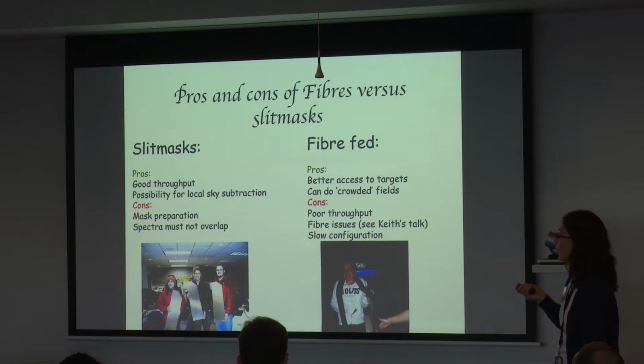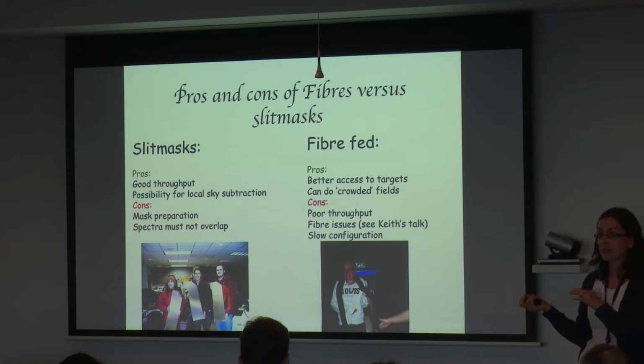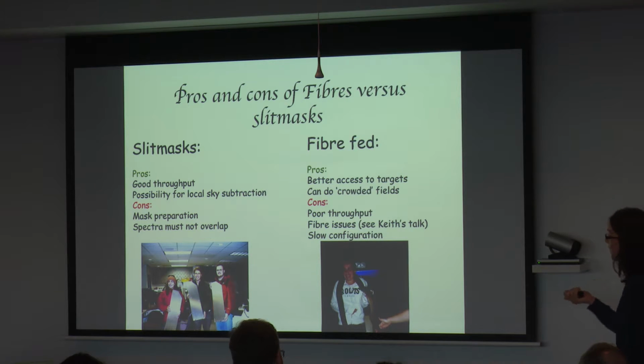And then you can do local sky subtraction, whereas if you have fibers, you have to get a special fiber somewhere else, which might have a different throughput, which you have to correct for, and then do non-local sky subtraction. If you have a massive galaxy in the background, that's going to be very difficult to get right. So if you're using fibers, you might want two fibers nearby, one for the sky and one for the object, if you have something over a galaxy. So it depends what you're doing.